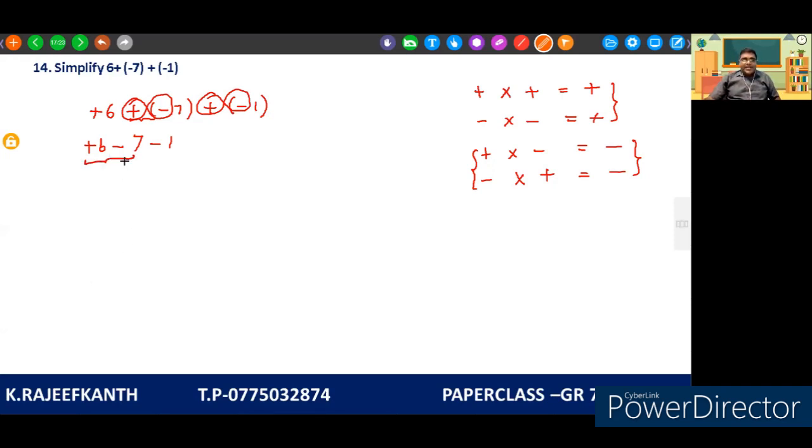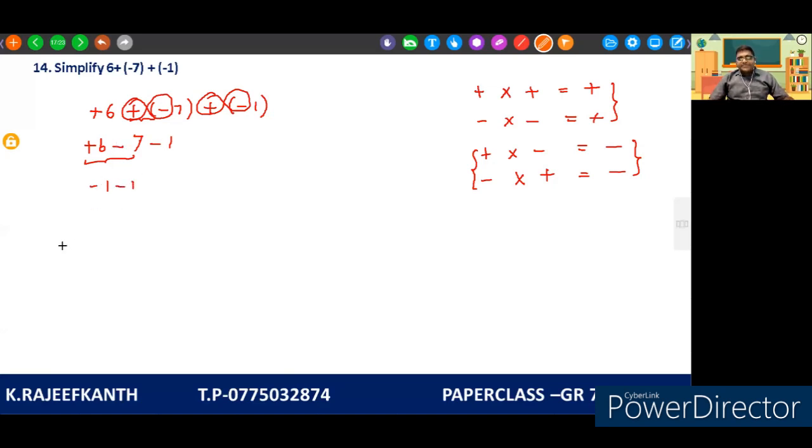Now first we will simplify these two. Here these two numbers have different signs, plus 6, minus 7. If the signs are different, then we have to subtract. Then 7 minus 6 is 1. Then we have to put the bigger one's sign, that is minus. Then we get minus 1.